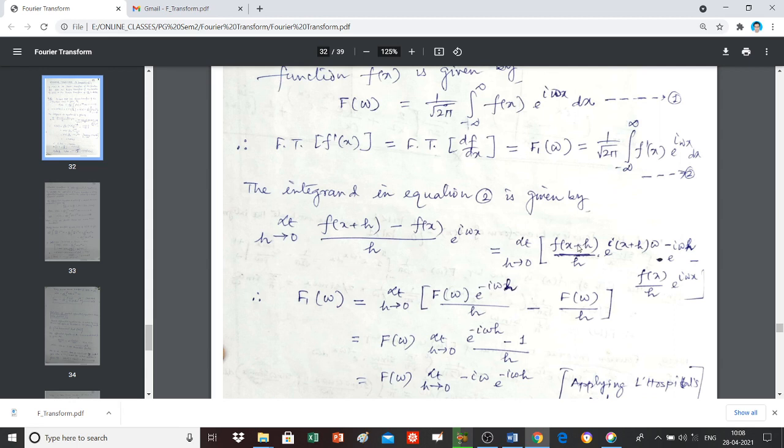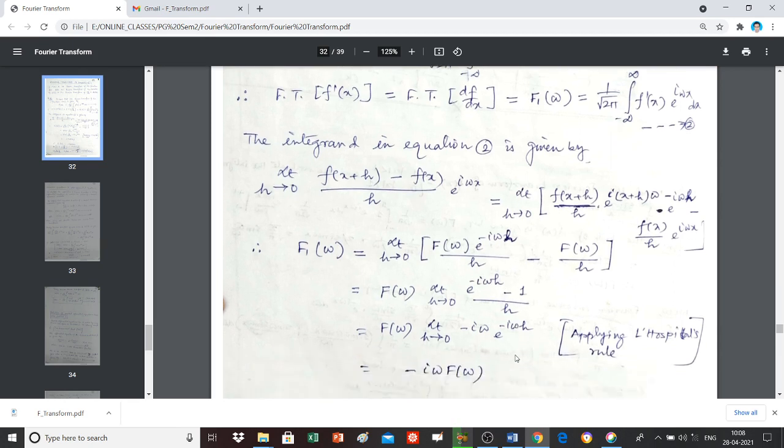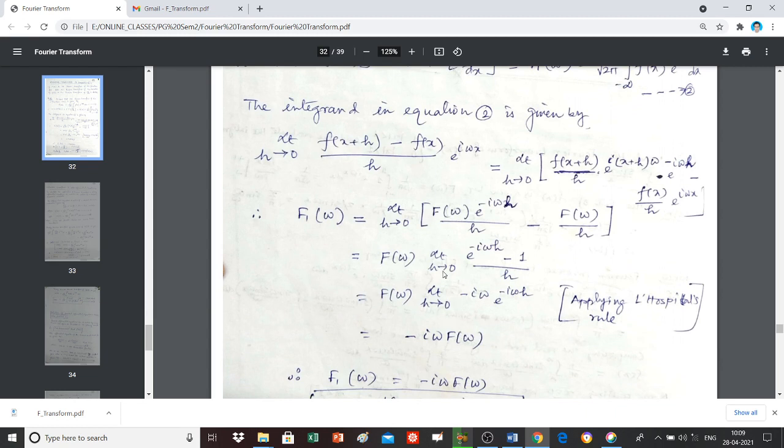But if you use h equal to 0 in this function, then it will provide you f(x) and e to the i omega x. If you use this value in this expression, that will give you F(omega), with the remaining term e to the i omega h by h. From the second part, f(x) e to the i omega x dx will give you F(omega), and the h is here. So now take F(omega) as the common term: F(omega), limit h tends to 0, e to the i omega h from here, minus 1 by h.